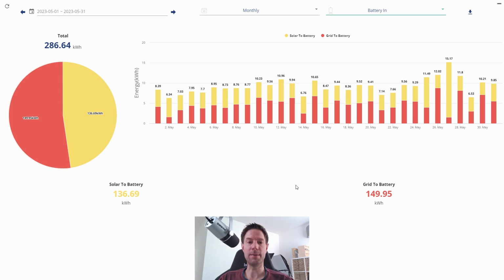You can see it's roughly split half and half, which was more or less my intention: to split the charging of the battery roughly half from the grid and half from solar. So I've more or less achieved that, which was good.